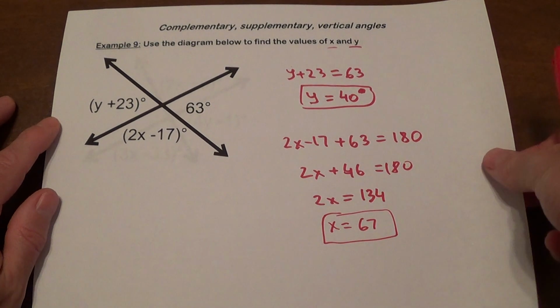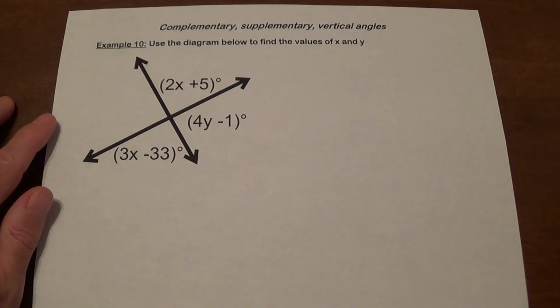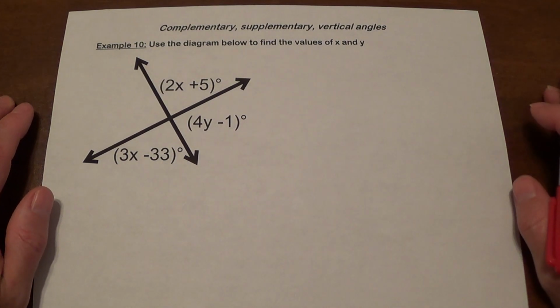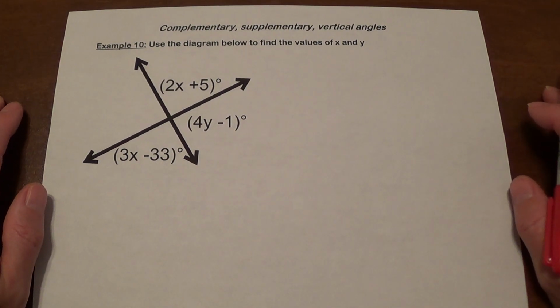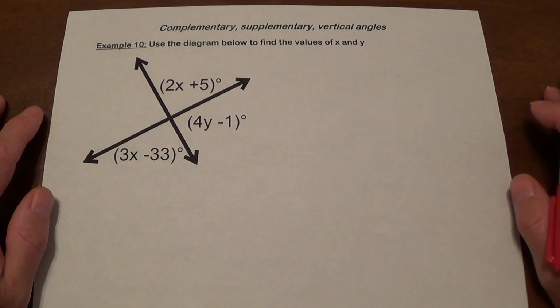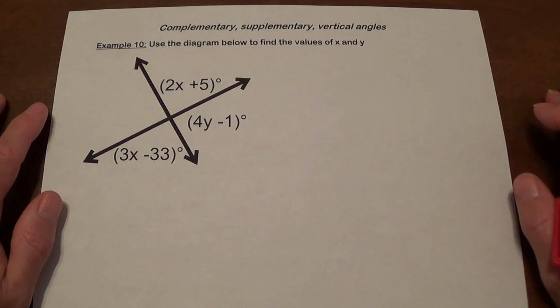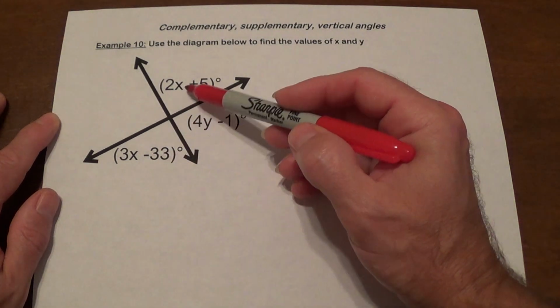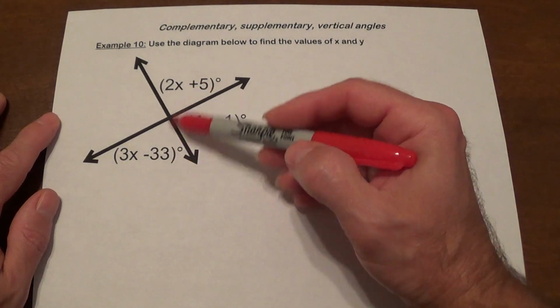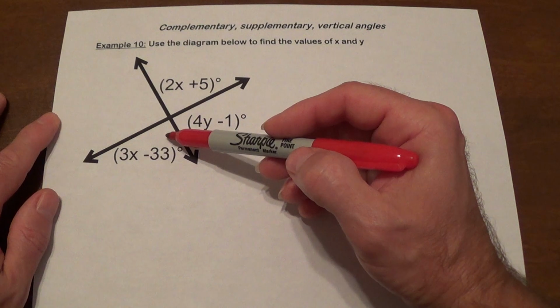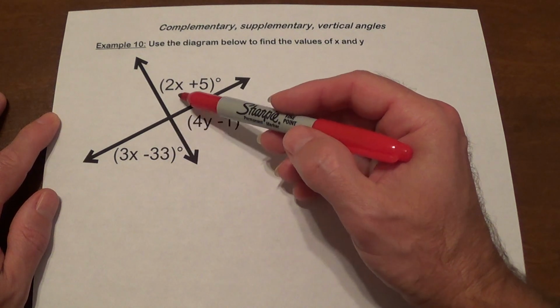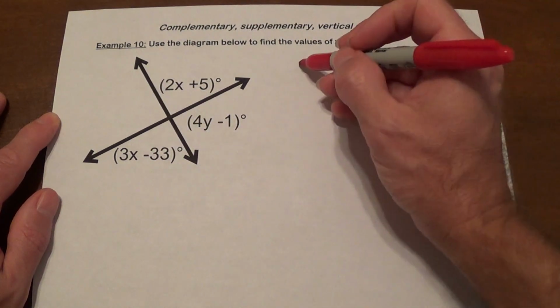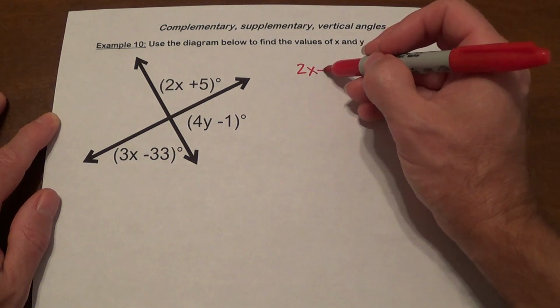Alright, moving on. Our last example here. So what we have here is three angles and the measures are not given to us, but we do have some relationship in terms of our variables. First of all, we're going to start with this. So these two angles here are going to be congruent. They have the same measures. So we can set this expression equal to that expression because they are vertical angles.